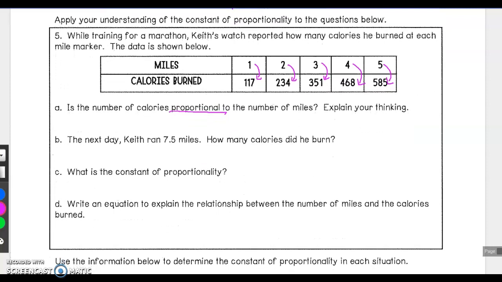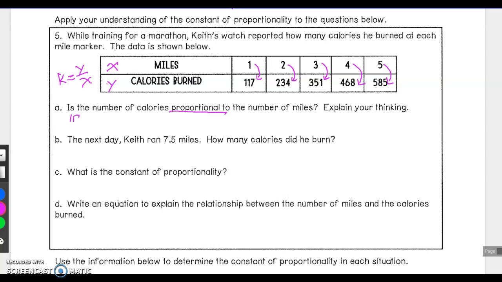So I'm going to take, now in a table or a chart, almost 98% of the time, I won't say 100, whatever's listed on top or to the left is the x values. Whatever's listed on the bottom or to the right is the y values. Okay, so the top here is miles, that's our x values. The bottom here is calories burned, that's our y. So remember, we do our k equals y divided by x to find our constant.